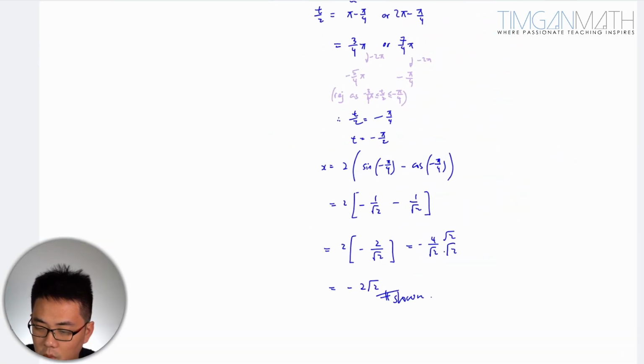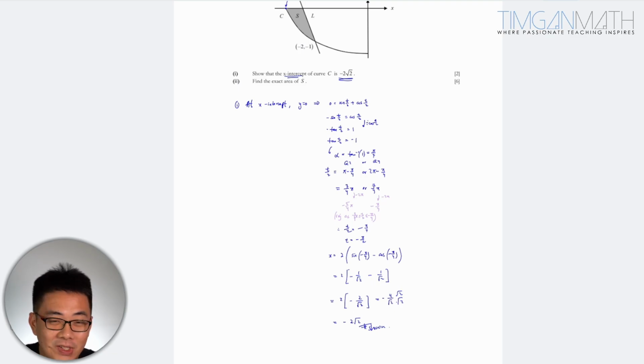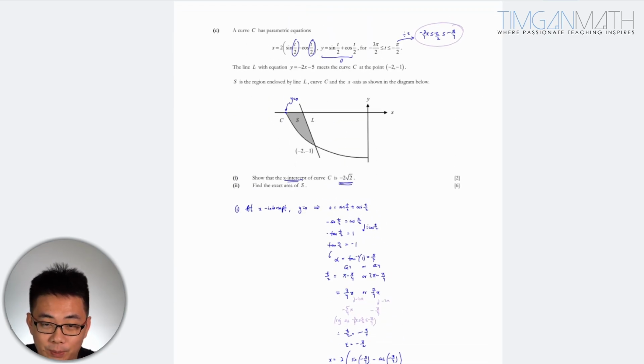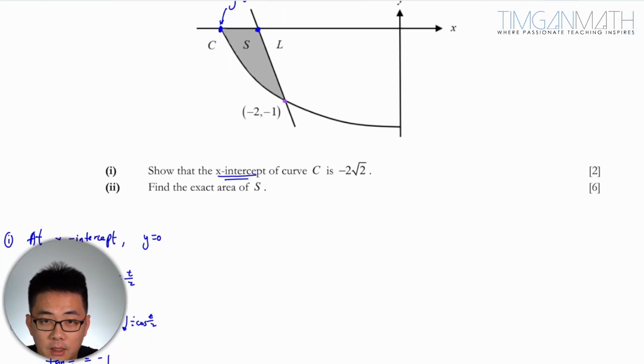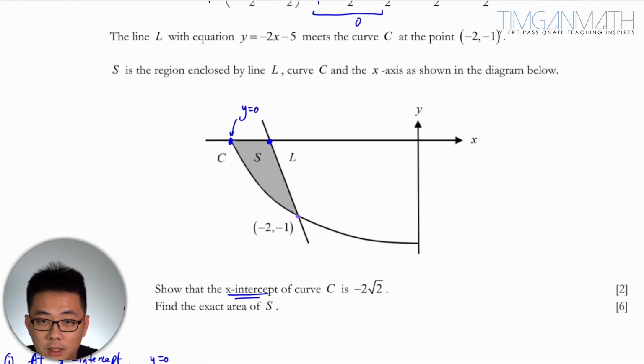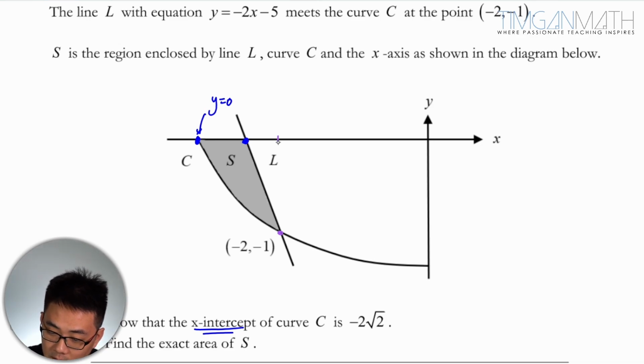Okay, so 2 marks. Try. Okay, let's look at part 2. So let's look at the last part. Find the exact area of S, meaning this S here. Okay, so we're going to find, I'm just labeling all the points here.